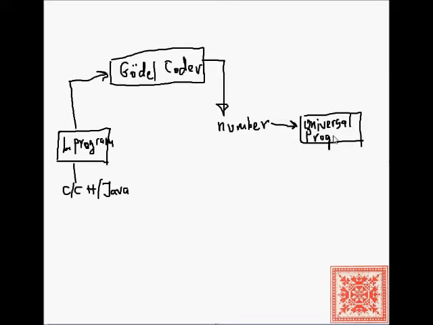And that universal program will execute it. All right, a universal machine. And it will output another number, or it will not output anything. It will just run forever or crash, so the output will not be defined.